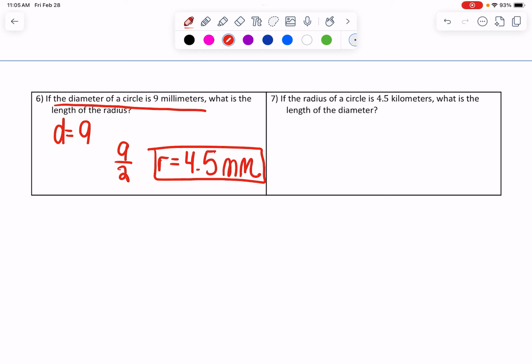And then finally, reverse it. If the radius of the circle is 4.5 kilometers, what is the length of the diameter? The radius right here is 4.5. You're finding your diameter, which would be double, so 4.5 times 2. Your diameter would be 9 kilometers.